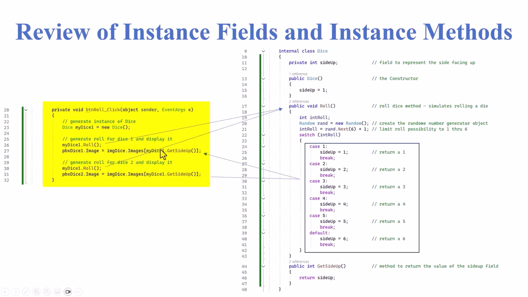And then we can grab that picture. So right here, we're doing the roll. And right here, we're doing the roll. Notice we have two dice actually being generated here, dice 1 and dice 2. And then what it does, it goes through this case and brings back that index, 1, 2, 3, 4, 5, 6, whatever, to the getSideUp piece. And we end up then being able to display a picture of the dice.